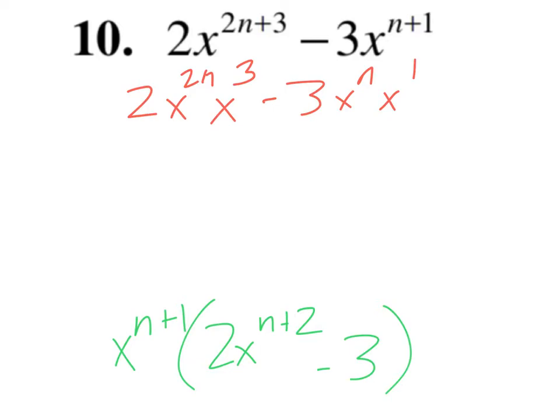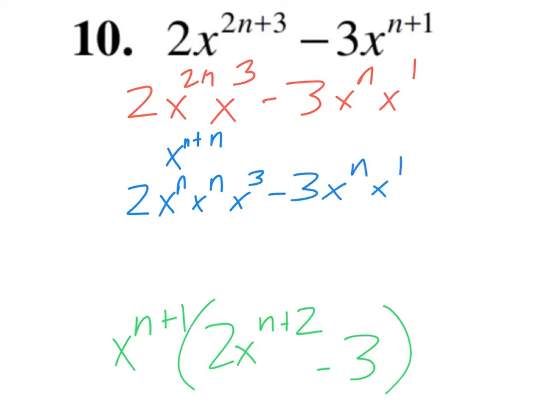Now, some of you may want to go even a step further, because here we have an x to the 2n. 2n can be rewritten as n plus n. That's the same thing as 2n. And now that it's being added, we would write that as x to the n, x to the n. Bring everything else down. 3x to the n, x to the first. We would have this. Everybody good with that step?